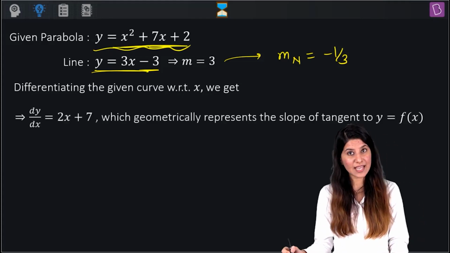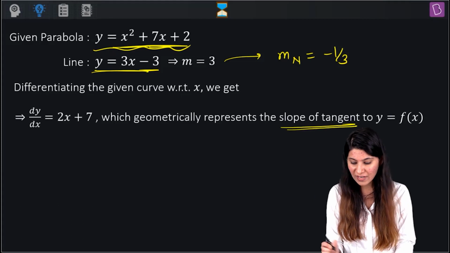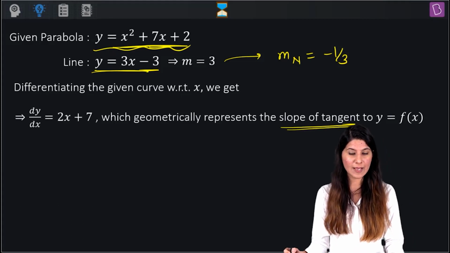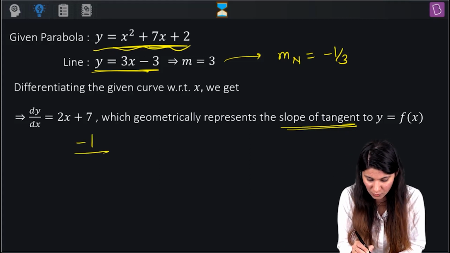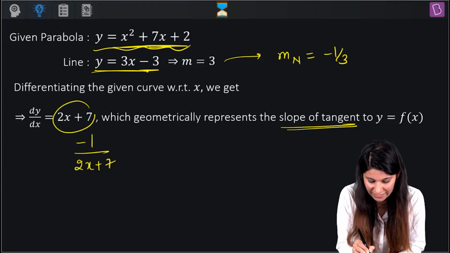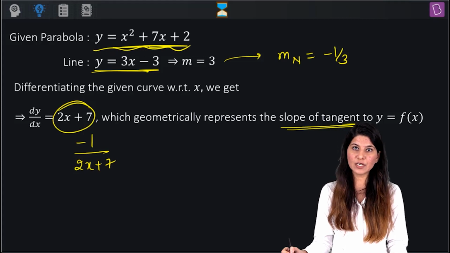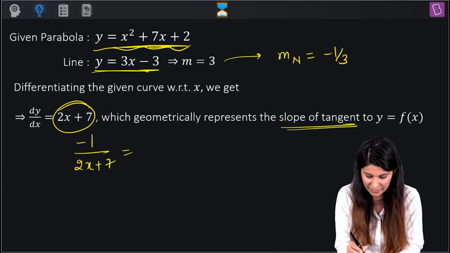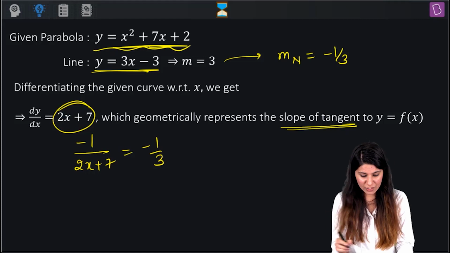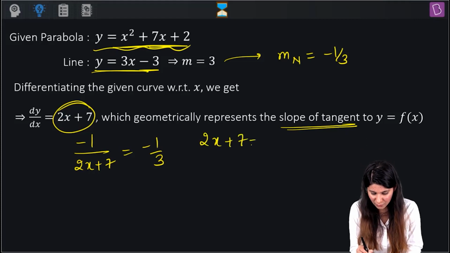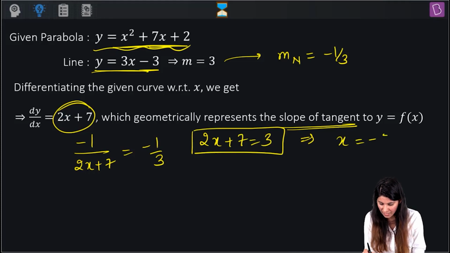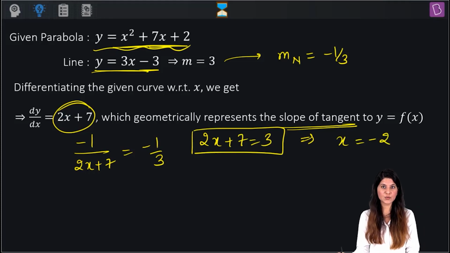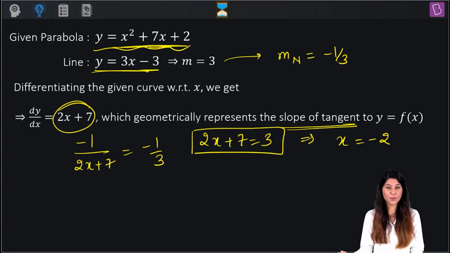2x plus 7, which geometrically represents the slope of tangent to the curve y equals f(x). But what I want is the slope of normal, isn't it? So minus 1 by (2x plus 7), that means the negative reciprocal of this, will be what? Slope of normal, that is equal to minus 1 by 3, which means that 2x plus 7 equals 3. Okay. This implies that x equals minus 2.